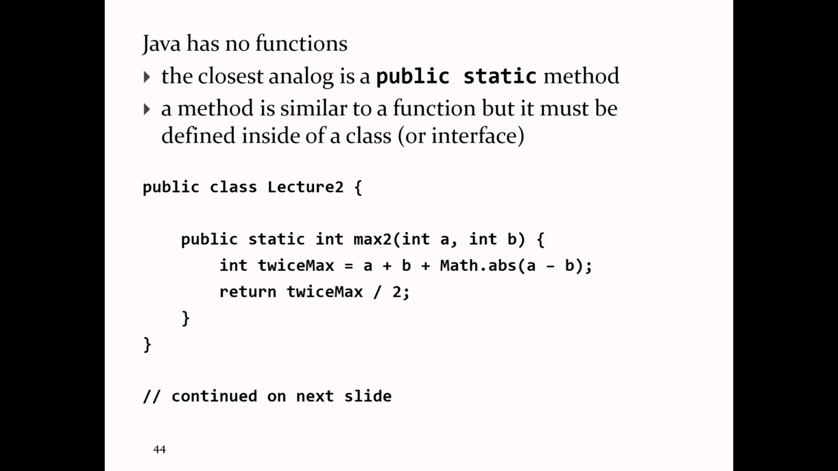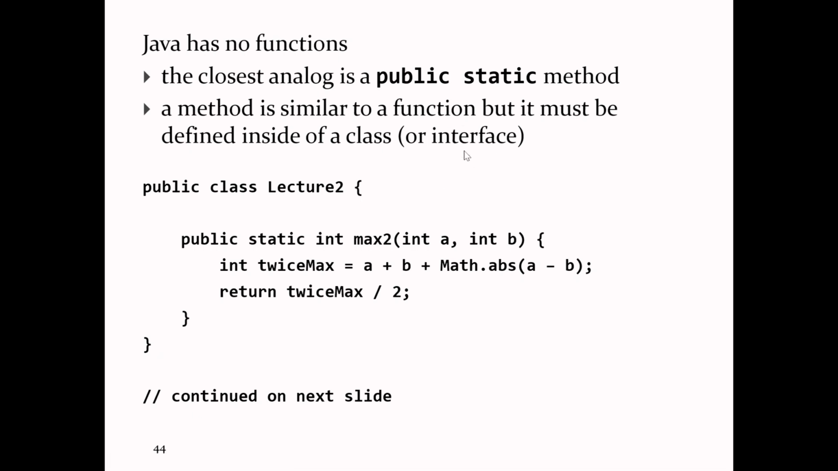So Java has no functions. Java has these things called methods instead. The closest analog to a C function is a public static method. Everything's in a class, so it's a public static method that lives inside of a class. So methods are basically functions, but they're defined inside of a class or this thing called an interface.